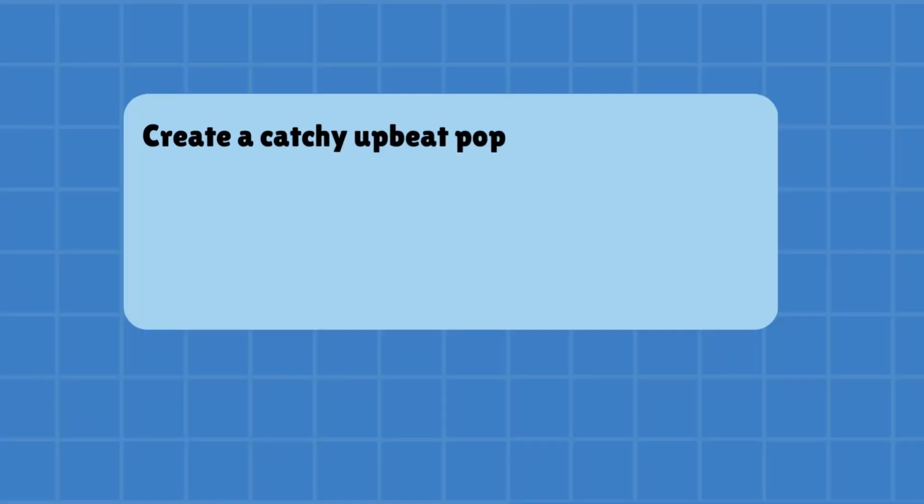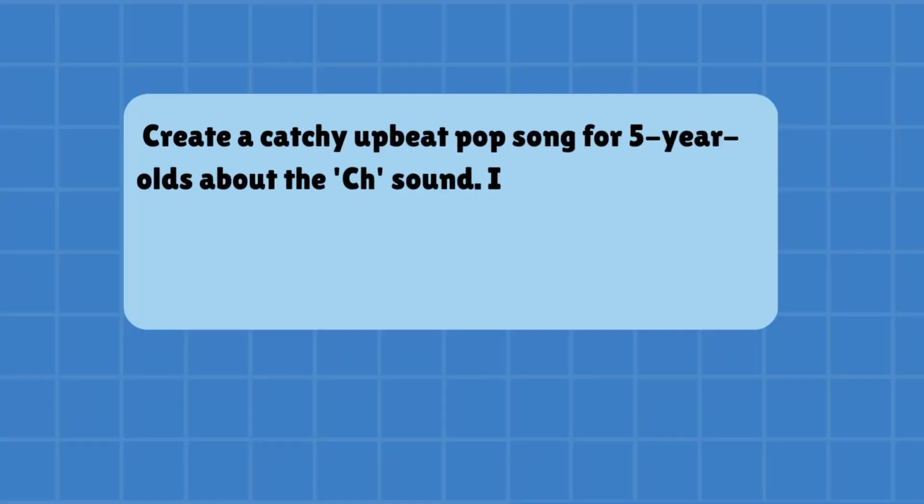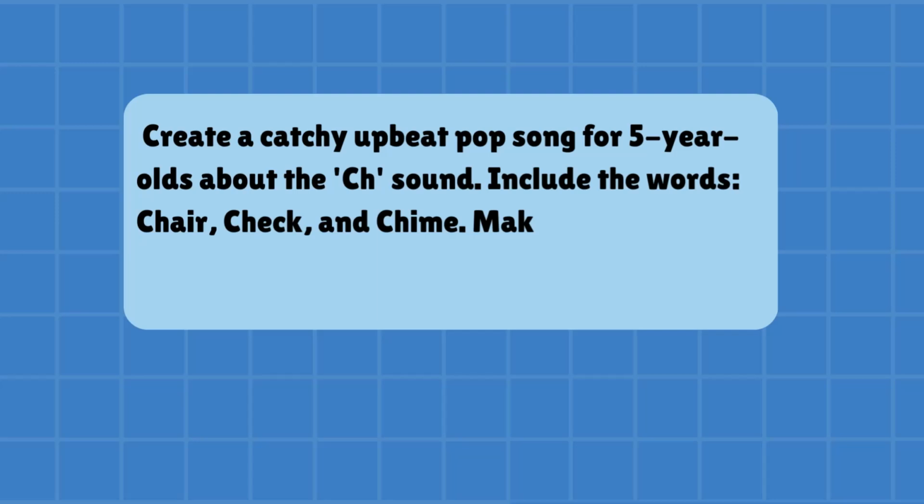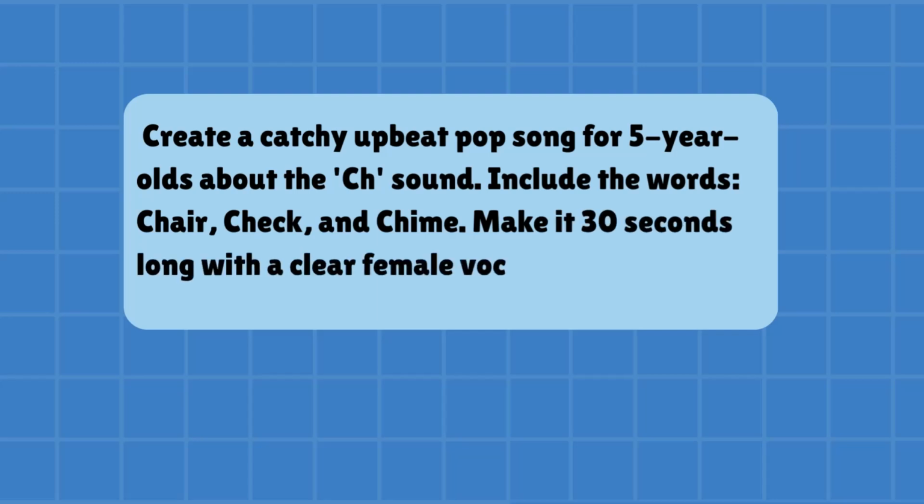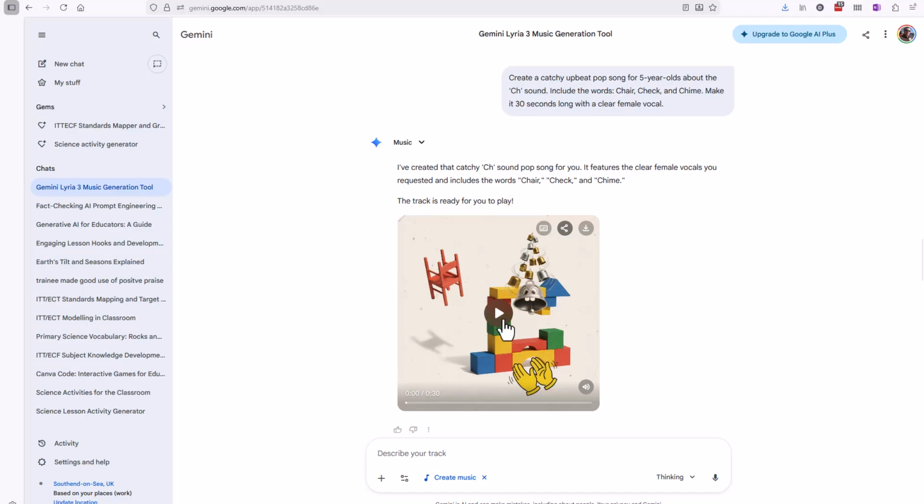And then I'm going to type in my prompt: create a catchy upbeat pop song for 5-year-olds about the ch sound. Include the words chair, check and chime. Make it 30 seconds long with a clear female vocal. Generation takes a few seconds, and let's hear what it produced.